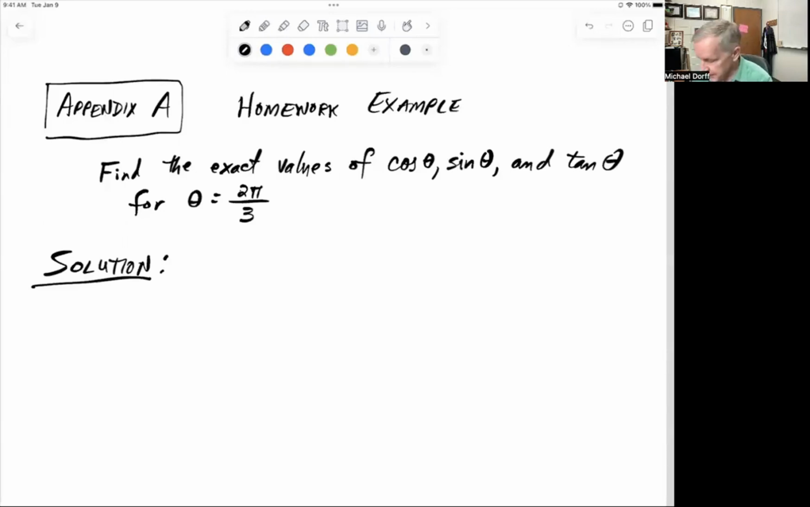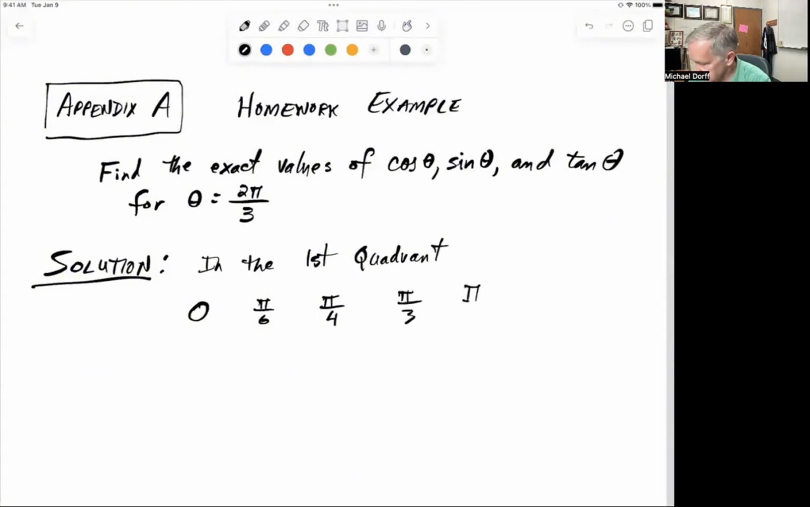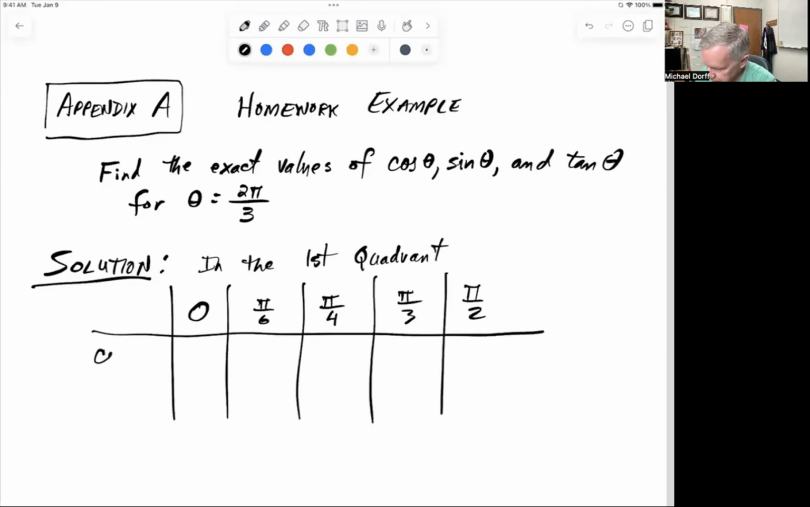Now, we don't know it for every value, but in the first quadrant, we have the following angles that we have values for: 0, pi over 6, pi over 4, pi over 3, and pi over 2. So we can make a chart here, and we're going to look at the cosine of those angles. So what is the cosine of 0? Well, this is really a cool pattern.